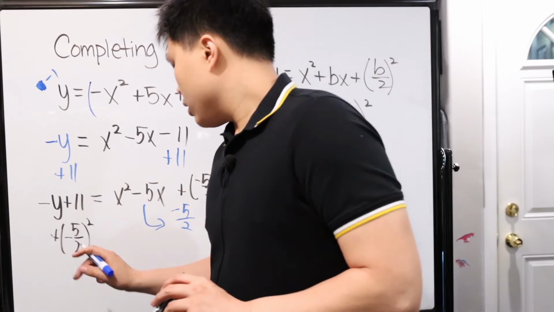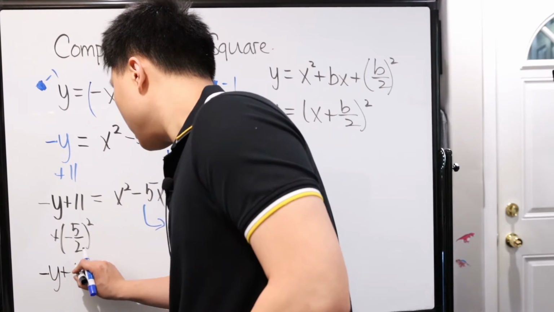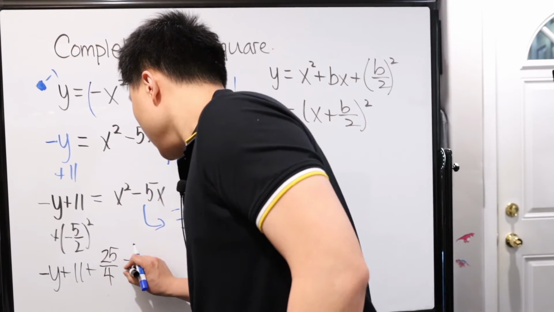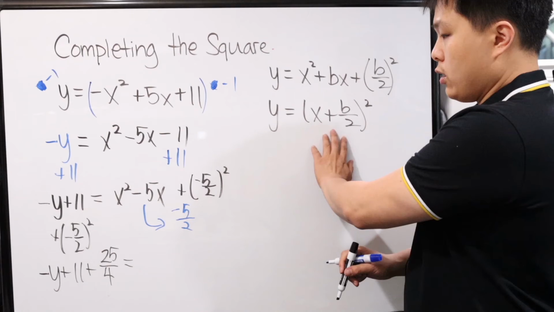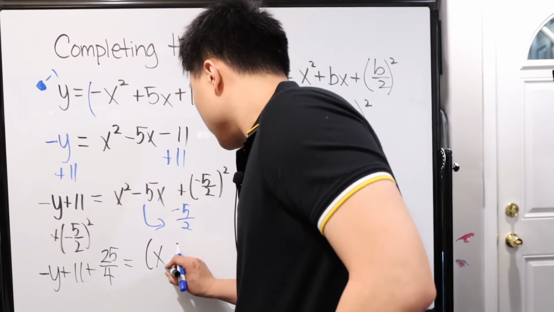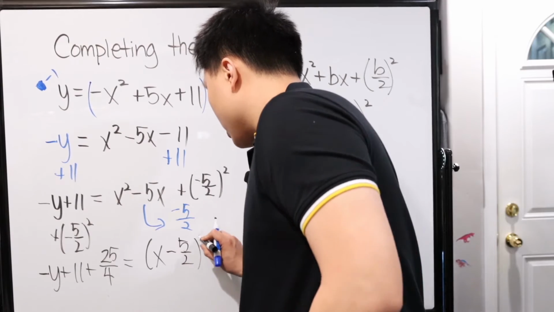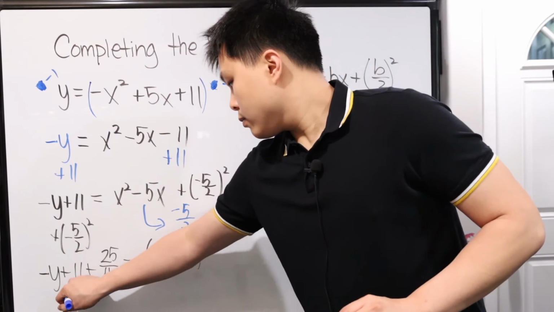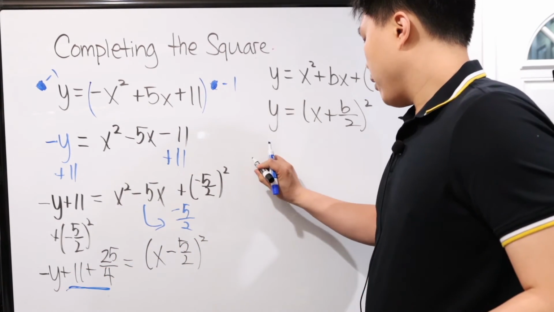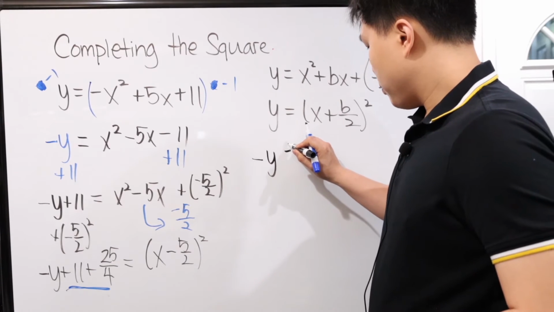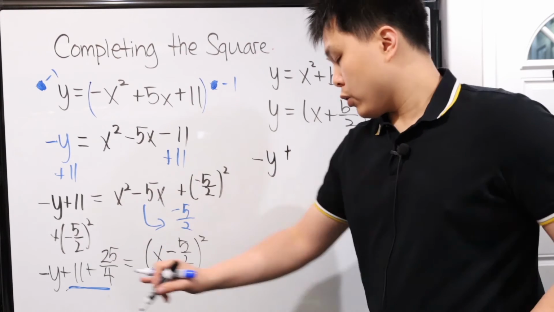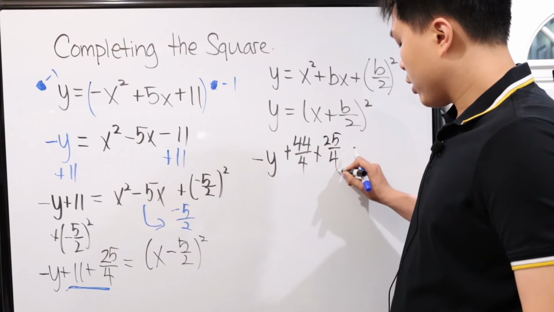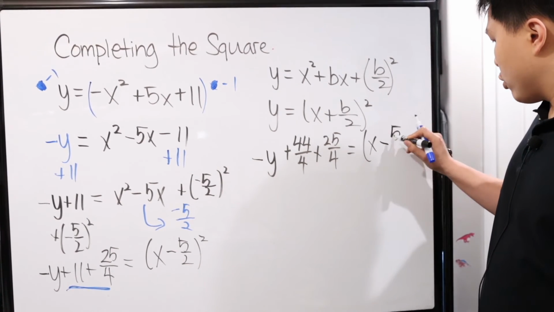Now this right here is negative y plus 11 plus, and if I square it all out, that's 25 over 4 equals, and this right here is our completed square. This format is basically x minus 5 over 2 squared, or if you want, x plus negative 5 over 2, the whole thing squared. So this is what we have. We're going to combine these so that it's easier to work with. So right now we have negative y plus 11, which needs to be over 4, so that's 44 over 4, plus 25 over 4 equals our perfect square right here.